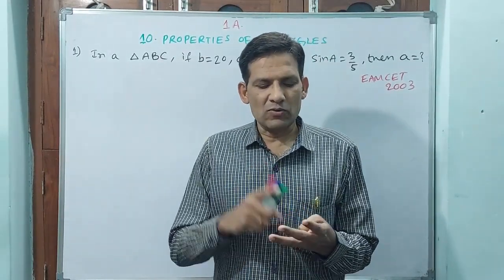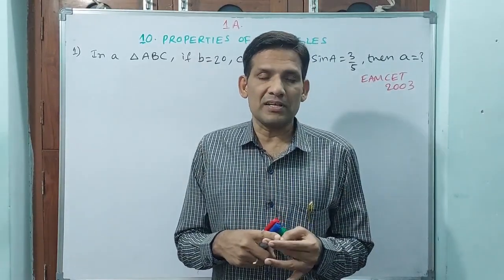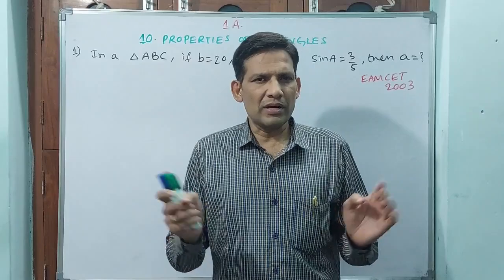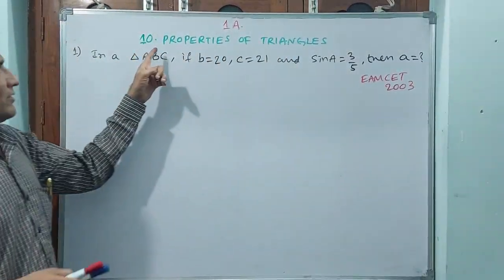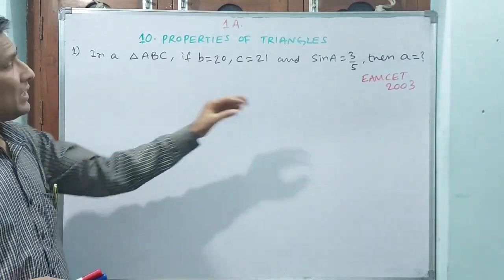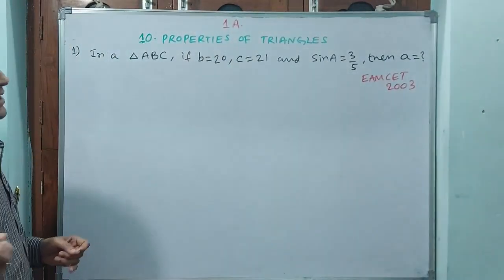Now we will see 1A 10th chapter, 1B 10th chapter, 2A 10th chapter. Only 3 chapters are left. Remaining all we have finished. Let us see this also. See 1A 10th chapter, properties of triangle. This question is asked in MSET 2003. I am taking all models as you know.